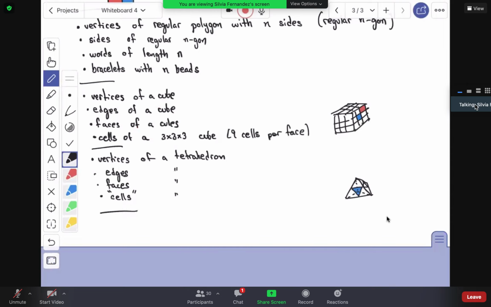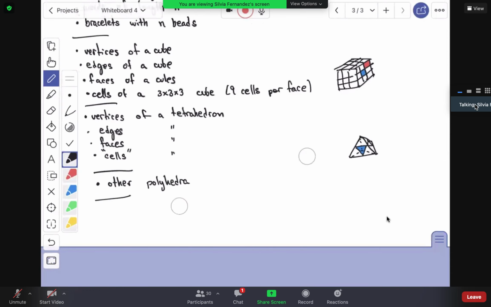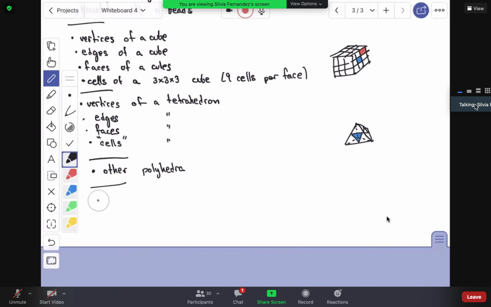Or other polyhedra, the faces of a dodecahedron or something like that. Same idea, faces or vertices or edges, sometimes combinations of those. We're not going to combine them, but maybe circles forming a triangle, something like this, and you're coloring those circles. And again, rotations are considered the same, or spheres forming a pyramid.